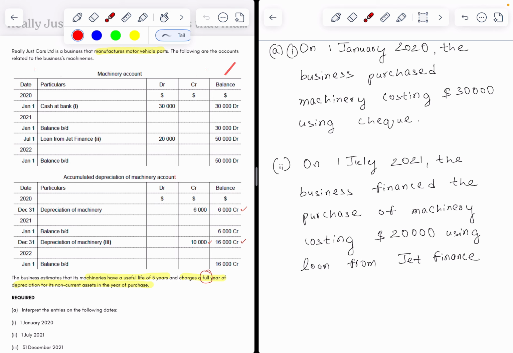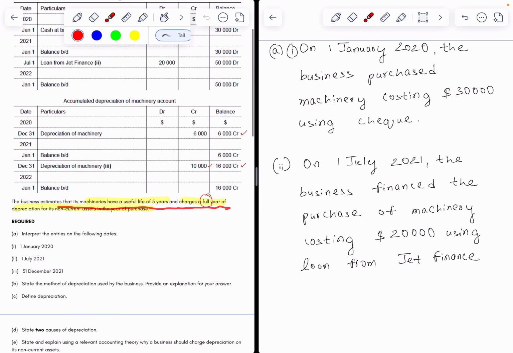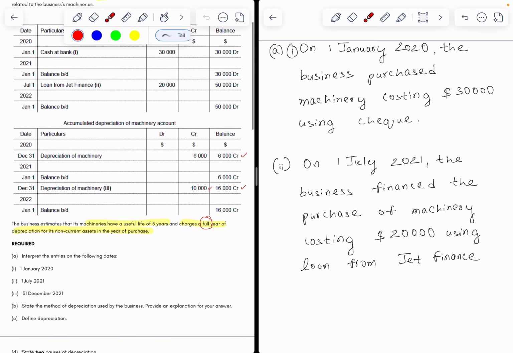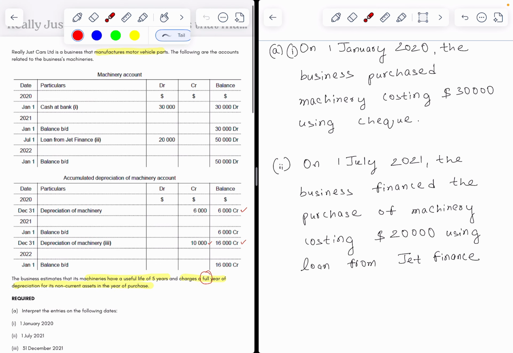All right. The business estimates that machineries have a useful life of 5 years and charge a full year of depreciation for its non-current assets in the year of purchase. The requirement in Part A is to interpret the entries on those given dates. So let's start with the first date, which is 1 January 2020.